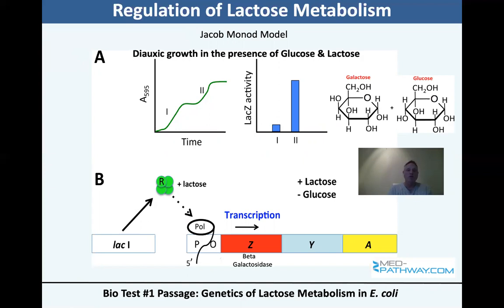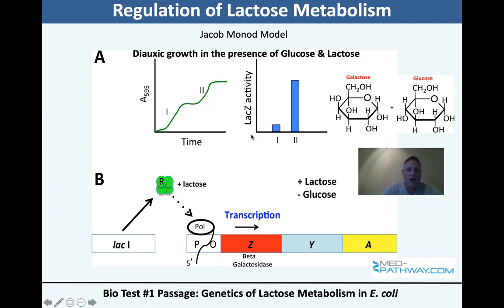And so what we see is that Monod learned in the 1950s that when he grew E. coli on glucose and lactose, it had diauxic growth. That is, a biphasic growth pattern. Over here, you see A595 represents growth. So what would happen is that the cells would actually use glucose first, and then after glucose was depleted, it would use lactose.